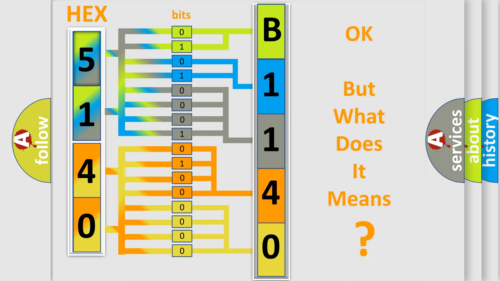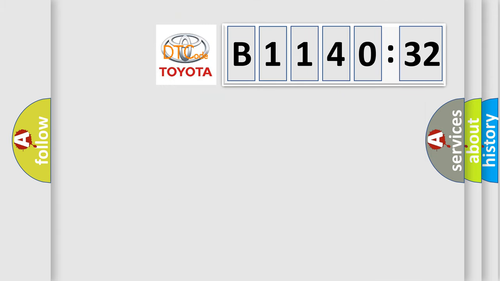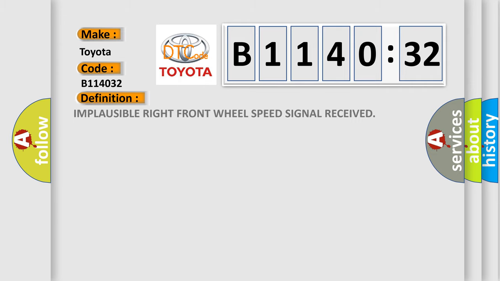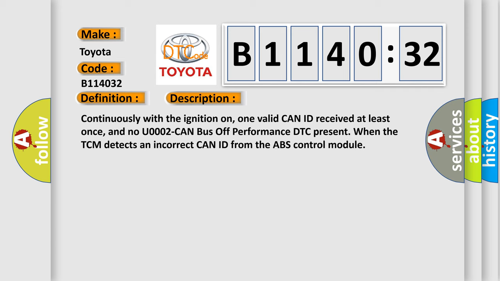The number itself does not make sense to us if we cannot assign information to what it actually expresses. So, what does the diagnostic trouble code B1140-32 interpret specifically for Toyota car manufacturers? The basic definition is: implausible right front wheel speed signal received. And now this is a short description of this DTC code.